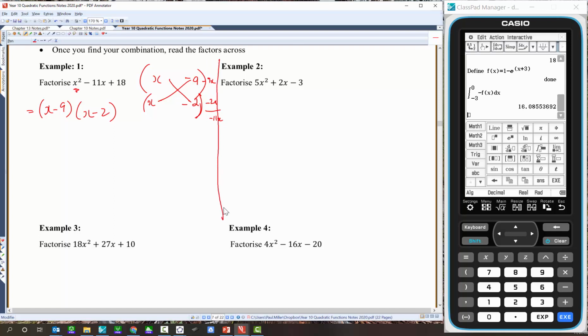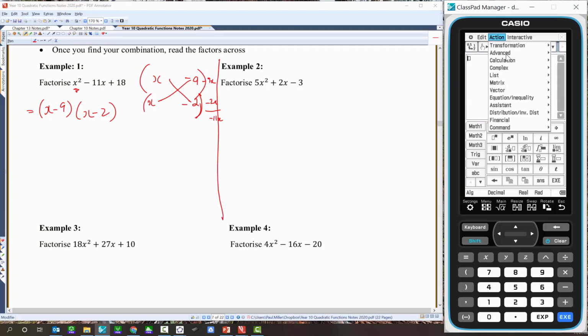Now a reminder, girls, that if you want to check your answers on a calculator, instead of the back of the book, I'd love you to use transformation factor, R factor, and you feed it the trinomial that you want it to factorise, plus 18, and you can check that way whether you've been doing it right or not.